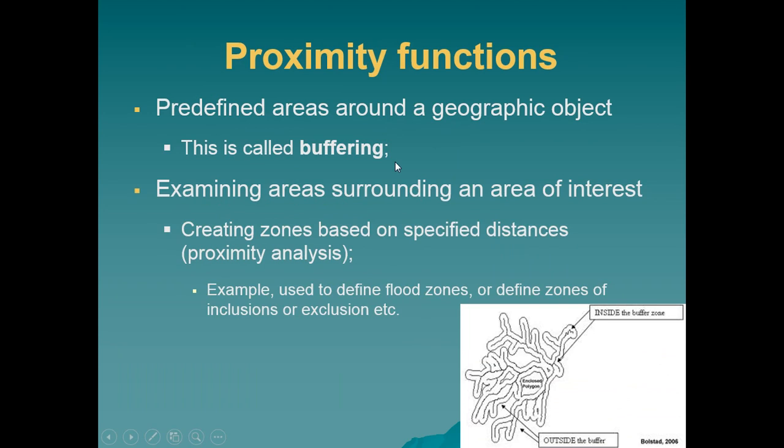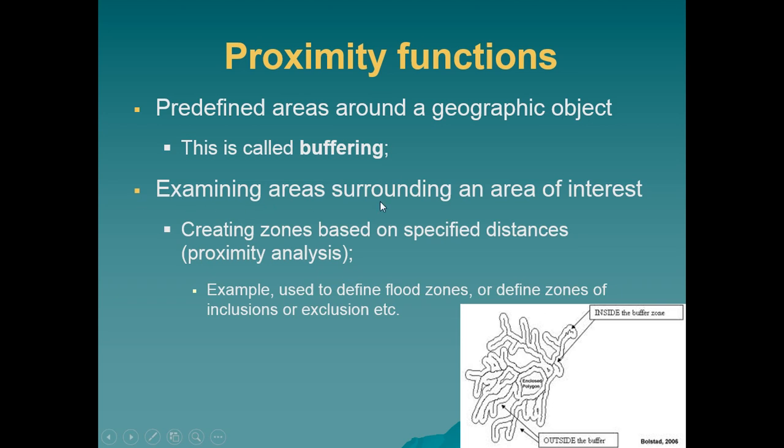Then we have our proximity functions. Again, this should be reinforcement for you. By this time you should know exactly what buffering is, right? So proximity functions, these are predefined areas that would be applied around a geographic object, whether it's a point, a line, or a polygon. If you recall, for example, here is one buffering around a line segment, possibly a river. You can do it around roads, utility lines, etc. And this function we call buffering. If you recall, the buffering should be found in the ARC toolbox.